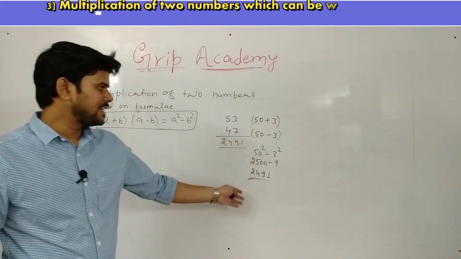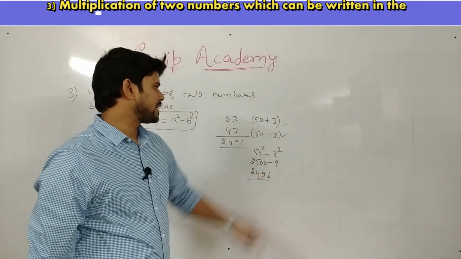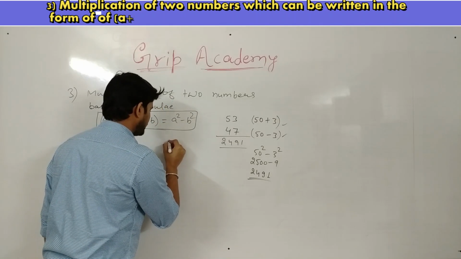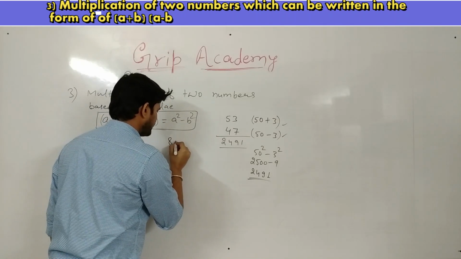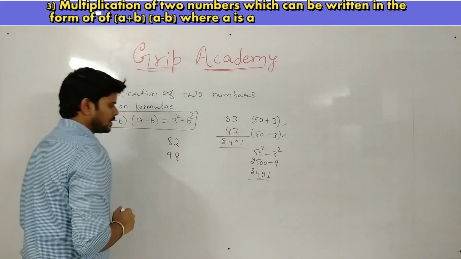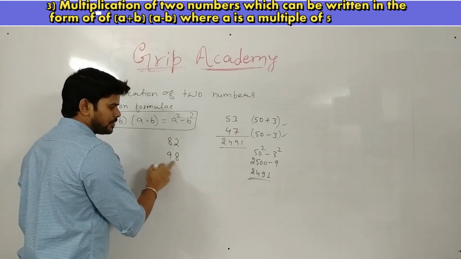Okay, so we don't have to write so much. We can do this step in mind. Okay, and directly we can write this. Well, let's take some other example. Like consider we have to multiply 82 and 98. So you know that 82 is 90 minus 8 and 98 is 90 plus 8.